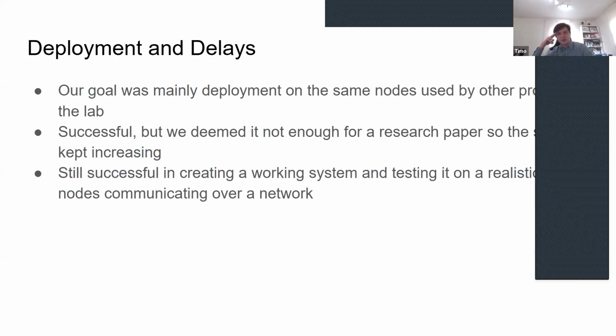That's what we kept pushing for in the fall, but the scope of the project slowly kept increasing and increasing. So we kept doing more and more code rewrites or developments without really reaching a paper deadline before the end of the summer. But we were still successful in creating a working system and testing it on real nodes, communicating over a network.